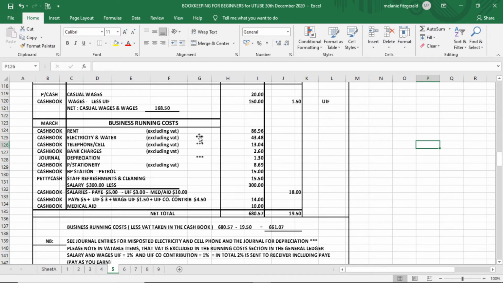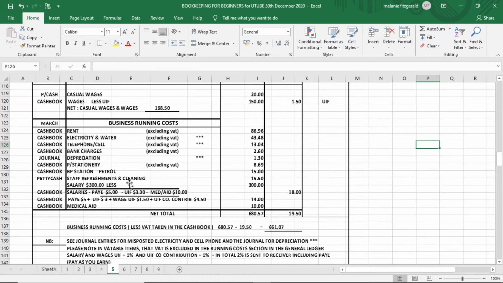Now, if you remember earlier, we did a journal for the electricity and water and the cell phone. Those were the missed posts. And we did one also for the depreciation as well. We've just done journal entries for those. The 3 stars are just to remind you that we did those entries there. Okay, so through all the expenses: the depreciation, the stationery, the petrol, the staff refreshments.